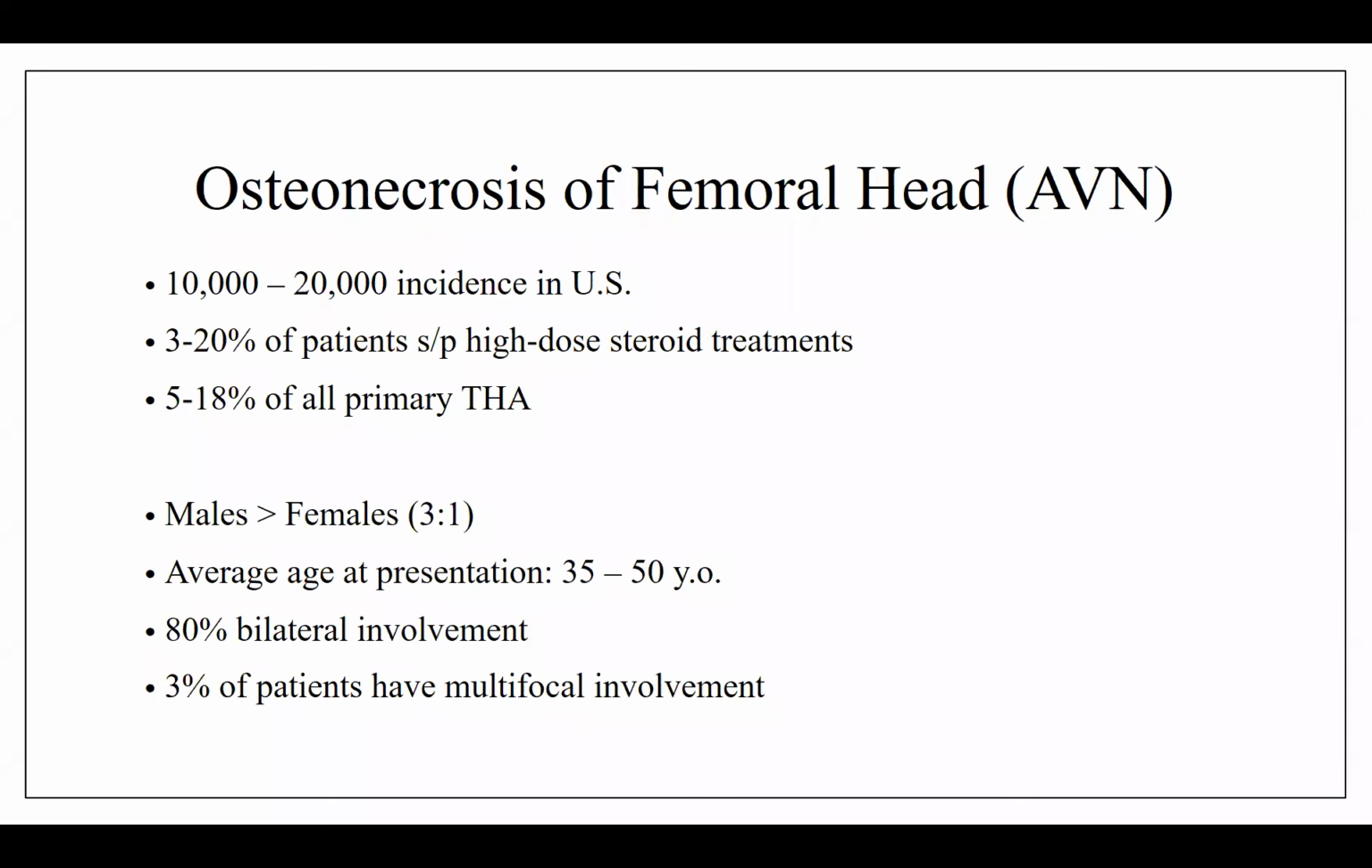So the incidence of AVN of the femoral head is 10,000 to 20,000 patients in the United States every year. 3 to 20% of these patients present with AVN after high-dose steroid treatments. 5 to 18% of all patients who have primary total hip arthroplasties end up having these procedures because of AVN. There is a strong male to female predominance of 3 to 1, and the average age of presentation is 35 to 50 years of age. There's often bilateral involvement in 80% of patients. And 3% of patients who have AVN have multifocal involvement, which means that 3 or more joints are affected.